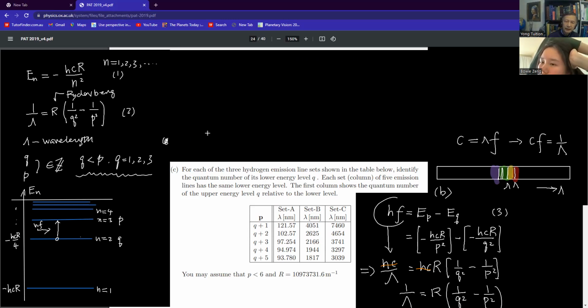So basically, in this part C, can you read the question? They are trying to find this. This is a table in which there are many wavelengths. The unit is nanometers, and each of them has a different P and Q. So P is the number. Can you see?